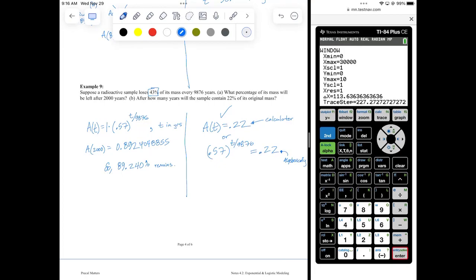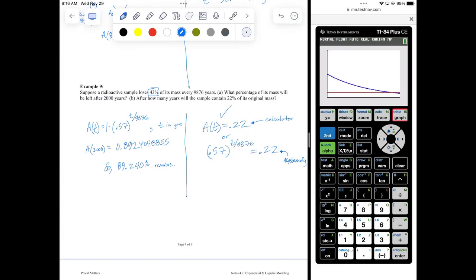10 is fine, but remember, we started with 1, didn't we? So if we go up to 10, we're going to see a lot of space above 1. It's decay. We know it's not going to be bigger than 1. Let's go to 2. Okay? Now you hit graph. Hey, 30,000 was not a bad guess.